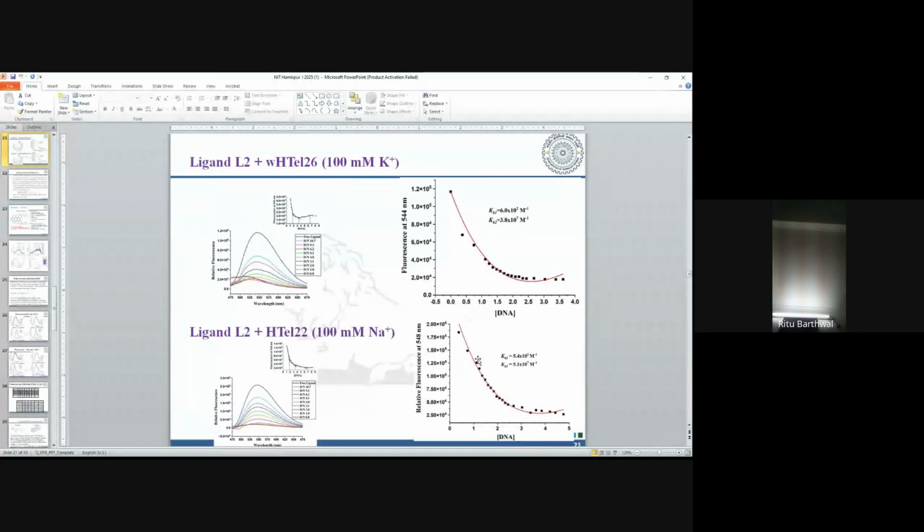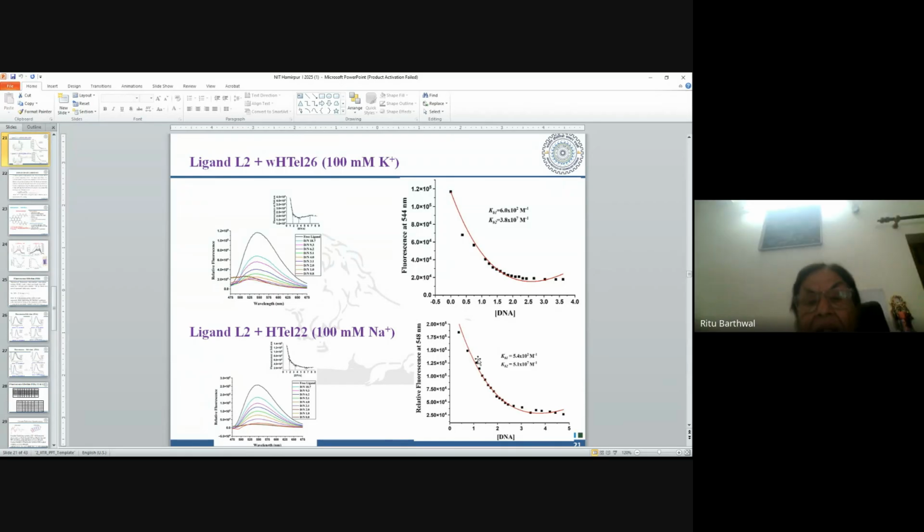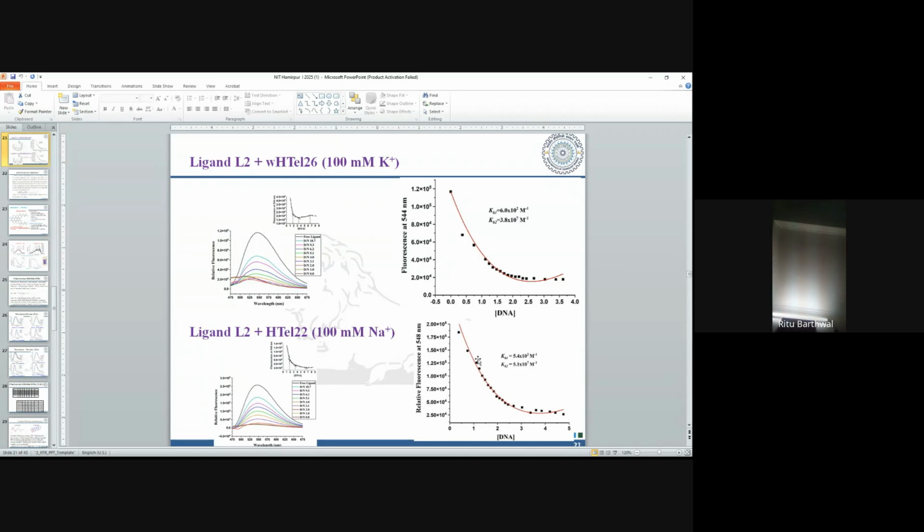I am telling you now one more thing. Stoichiometry can be done by continuous variation. This is a very standard Job plot you would have come across, the Job plot technique, and that is how to do it.